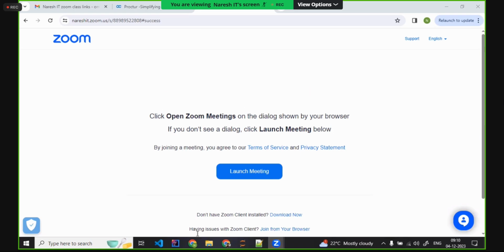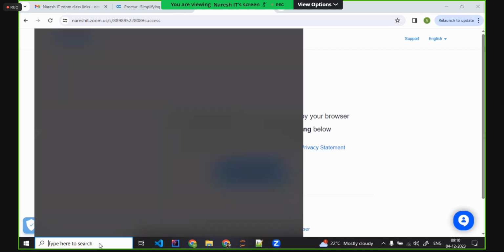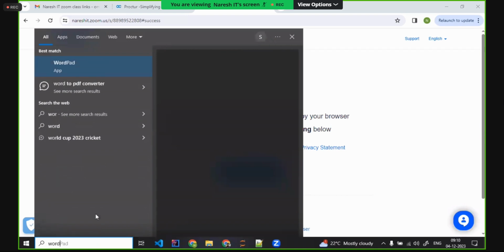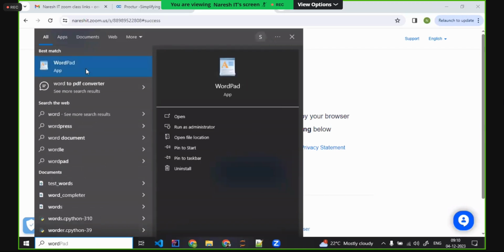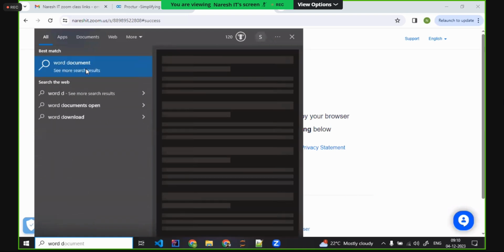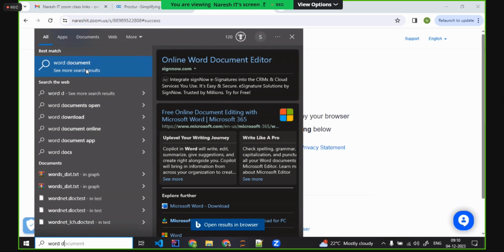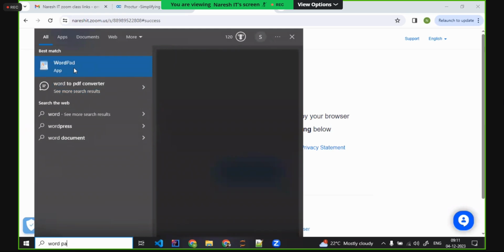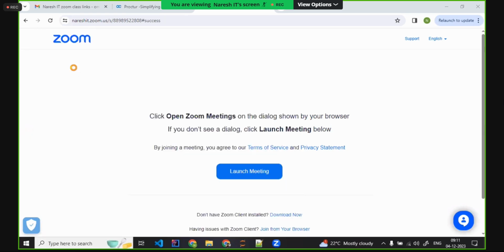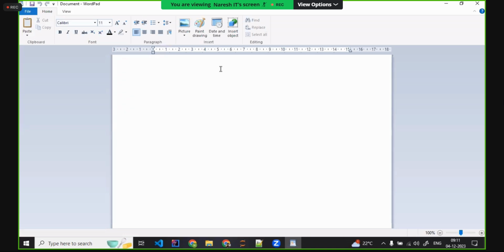Hey guys. The Word document is not there in this. Word document. Is the app there or not? When I type Word document, it is not coming. Is it there or not? WordPad is there. What will you do?